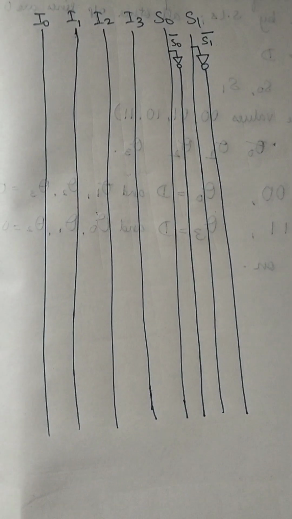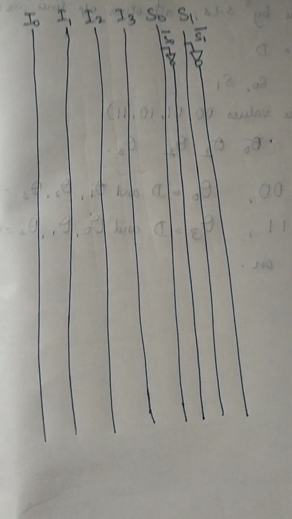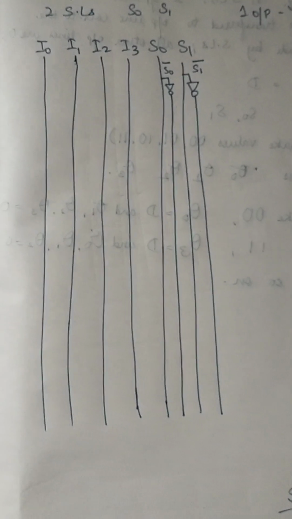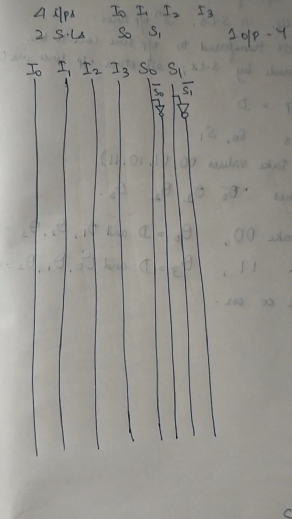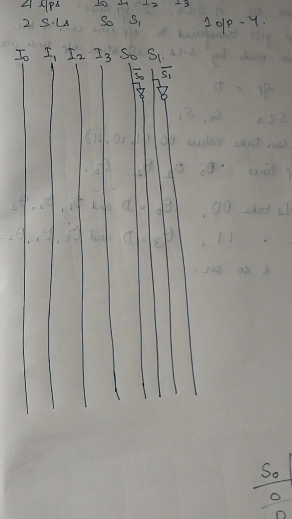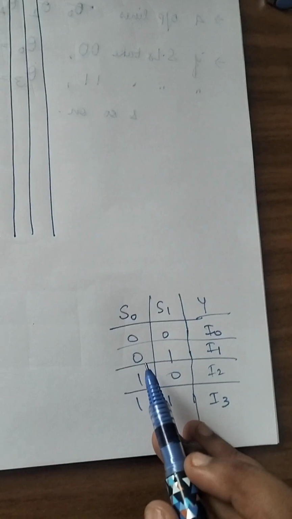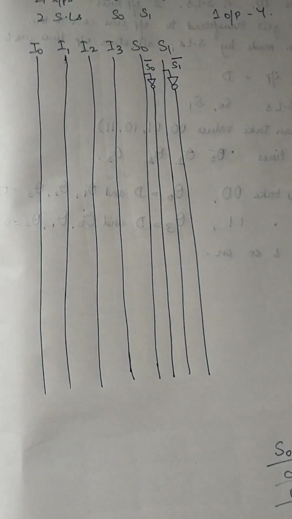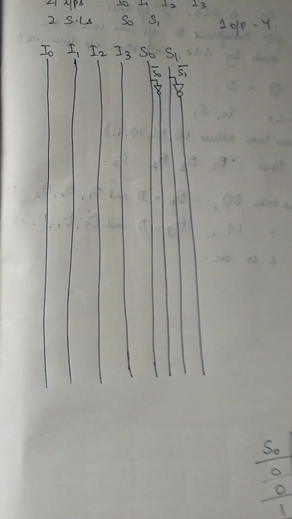Similarly, we come up with expressions for each of these. For example, if my S0 S1 are 0, 1, then my output has to be I1. So if I take the expression S0 complement S1 I1, then we will see that for the given combination 0, 1, this term will give me an output of I1, and for any other combination it will give me a 0. So when we look at the figure, we will be able to understand better.